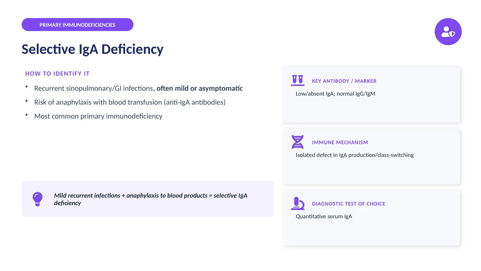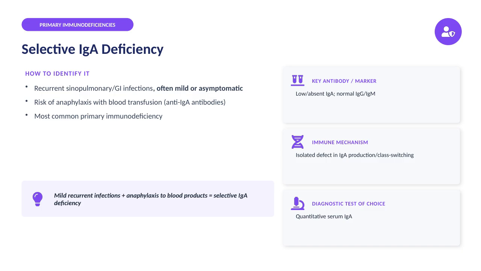Selective IgA deficiency is the most common primary immunodeficiency, and it usually presents with recurrent infections in the sinopulmonary tract or gastrointestinal system. These infections tend to be mild, or sometimes even asymptomatic. A key clinical clue is a history of anaphylaxis triggered by blood transfusions, which occurs because patients develop anti-IgA antibodies. The fundamental immune problem here is an isolated defect in the production or class switching of IgA antibodies, while IgG and IgM levels remain normal.